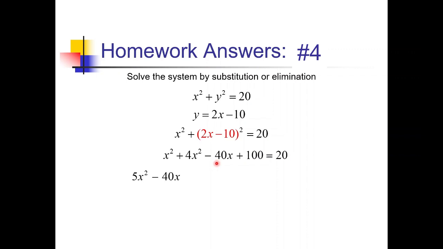Negative 40x is still there, and then 100 minus the 20 gives us a positive 80. Now I notice these are all divisible by 5, so that would be a good next step here. That'll give me x squared minus 8x plus 80 divided by 5 is 16 equals 0. And this looks like one of those perfect square trinomials. We have two perfect squares with something between it.